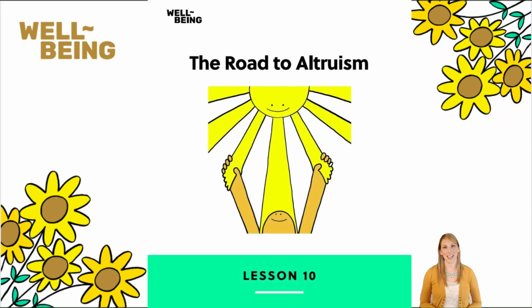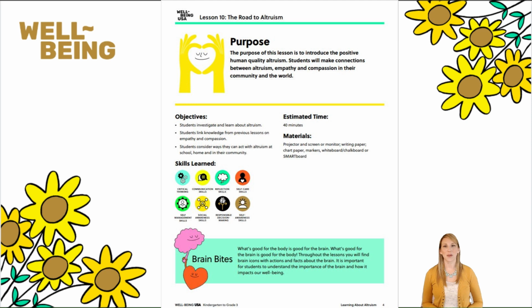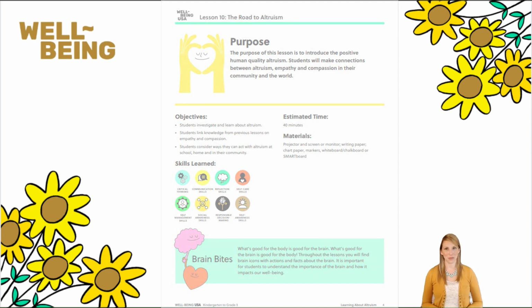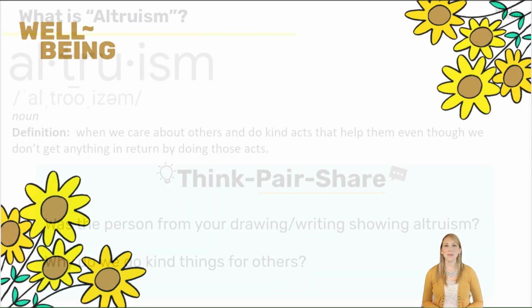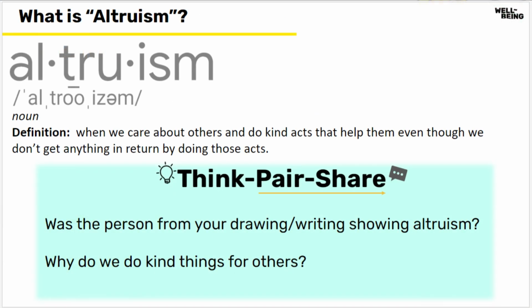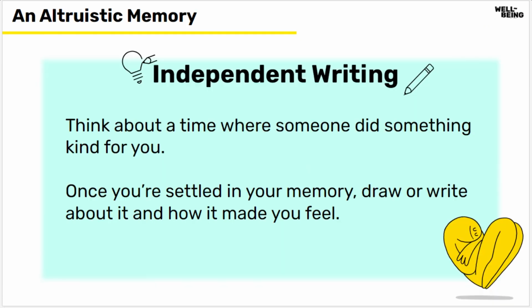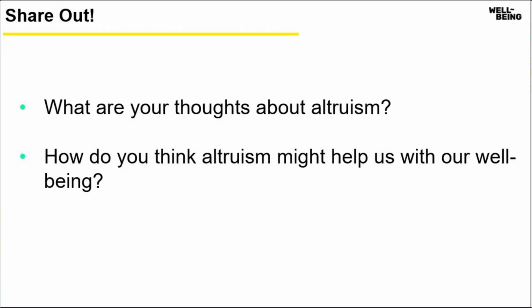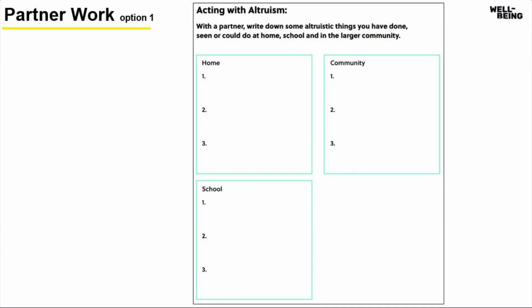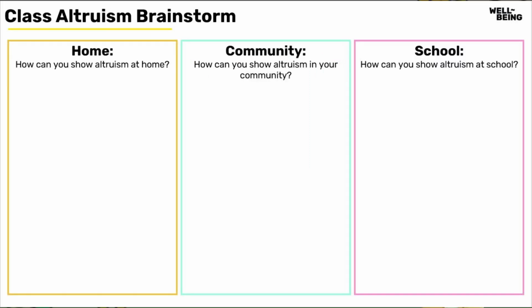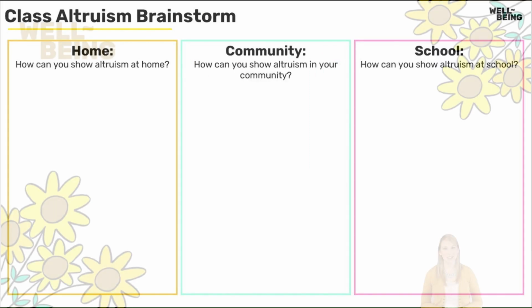We recommend dedicating 40 minutes to this lesson, and you may need chart paper and markers, writing paper, and a whiteboard or a smartboard. This lesson begins with you discussing what altruism means, how your students have both received and expressed altruism in their lives, and how altruism is good for our well-being. Students will then use the Acting with Altruism worksheet to reflect with a partner on how they've experienced altruism in different settings. Then put all of their ideas together as a class.